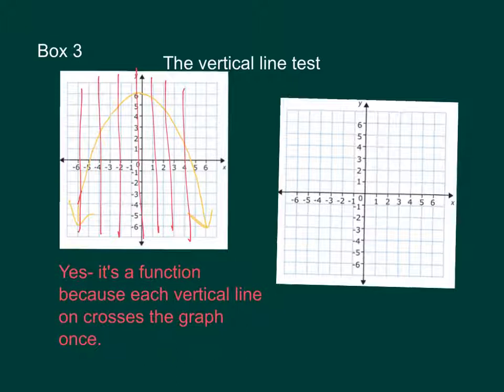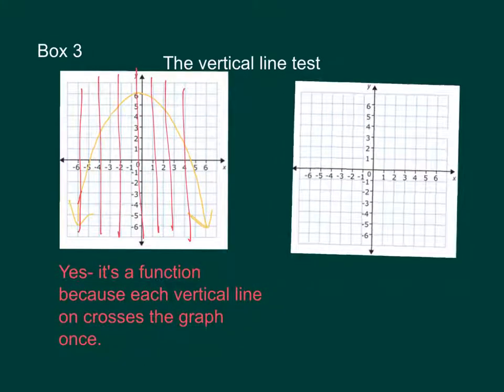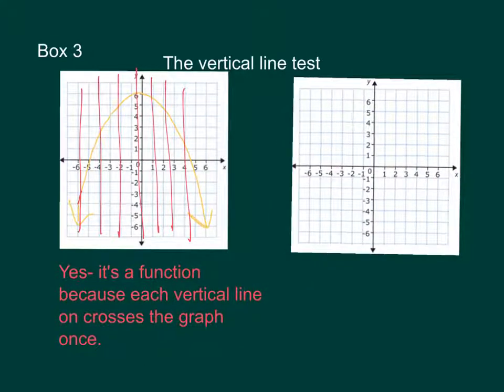Now over on this other graph, we're going to draw a different graph. Let's draw this graph. Let's just do a circle. Change my color back to yellow. This is my graph here, so not a great circle, but you get the idea. So now let's try the vertical line test on this graph.